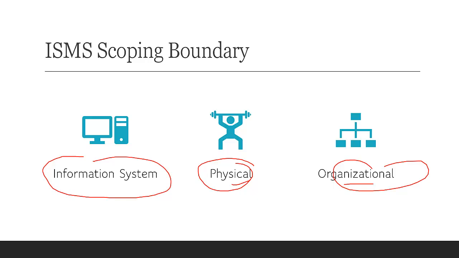Is it clear? So one of the most important things here is to finalize a scope. That's why we say scope is finalized based on the number of systems, the number of physical boundaries, and the number of geographical boundaries, offices of the organization. That's the most important part we have.